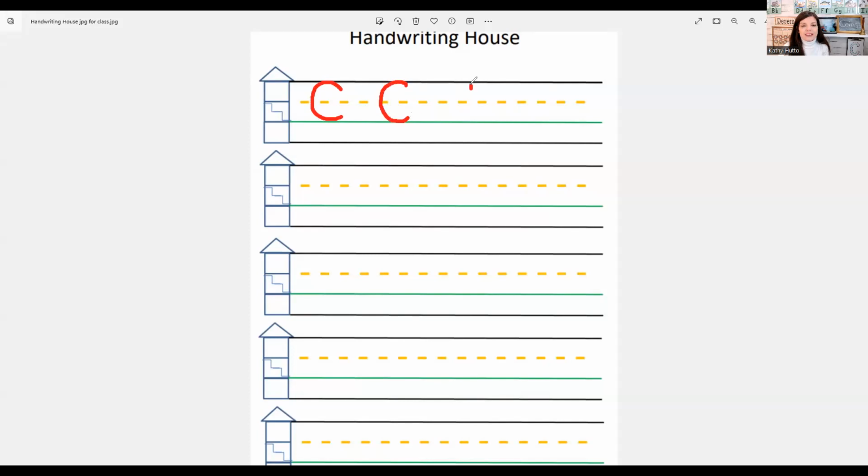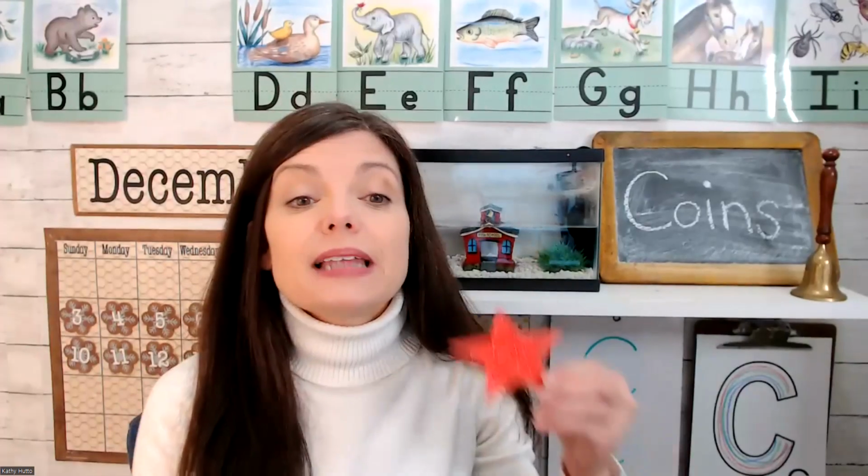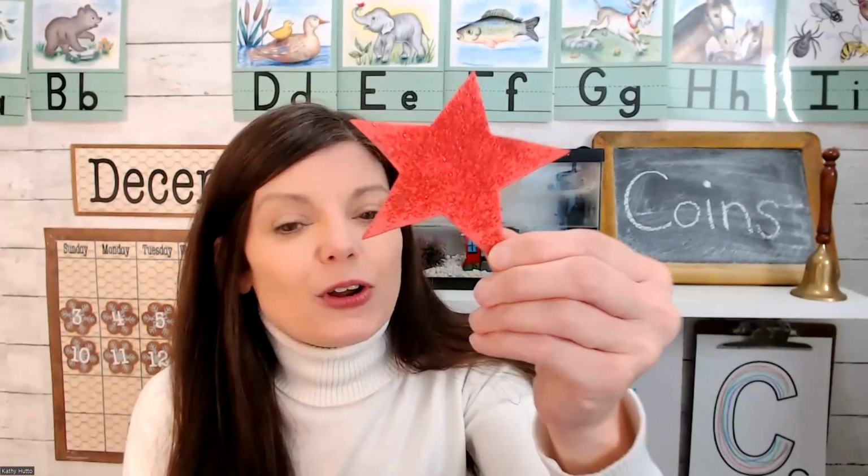Curve around. Okay, and for the lowercase or little c, you're just going to curve around, but this time downstairs. Would you like to practice writing the capital or uppercase big letter C and the small little lowercase c? Well, I know you're going to do a great job with those letters, so I'm going to give you a sticker for your handwriting time.